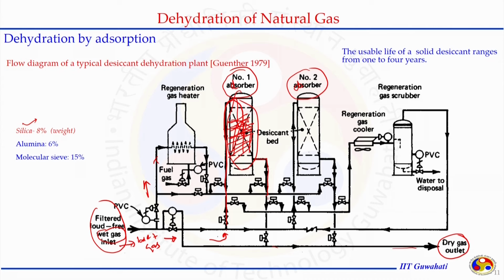If it is able to remove most of the water present in the natural gas, it is just a dry gas and it goes to the outlet. Here, another desiccant bed is shown, the standby desiccating tower or adsorption tower, and while the first is in operation, this one is going through the regeneration process.